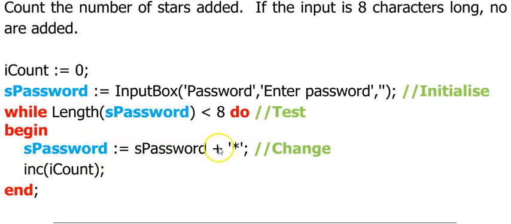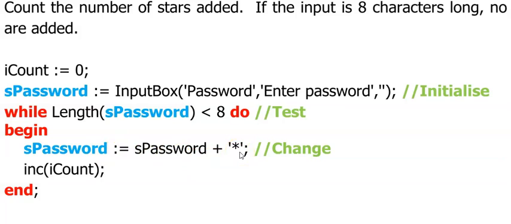So here I'm adding the star, and I also want to count the number of stars added. Let's say the person entered a password with a length of 4. The last time that this loop will execute would be when the 4th star is added.